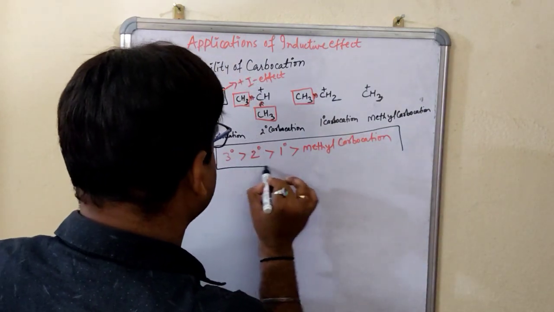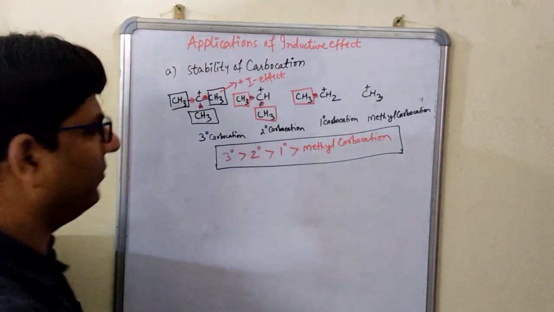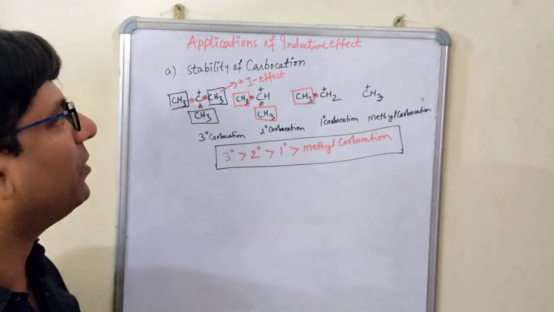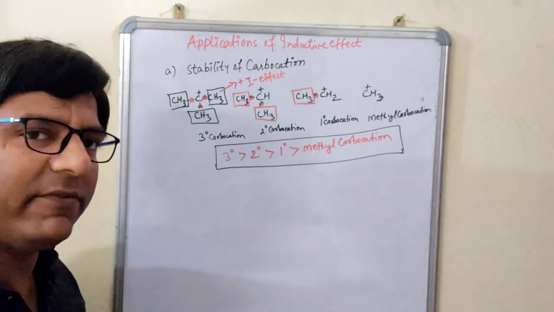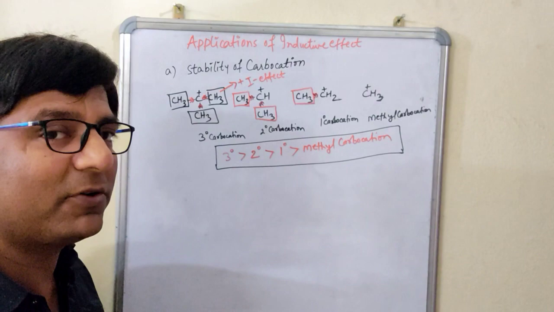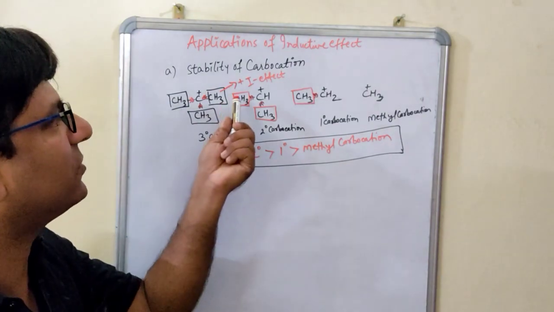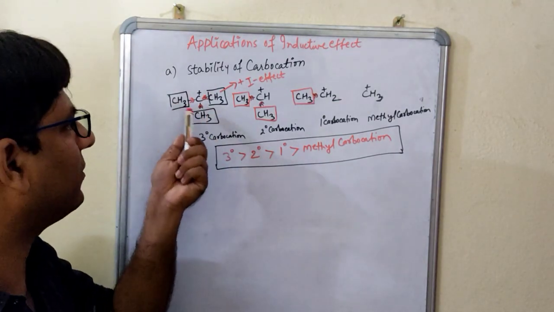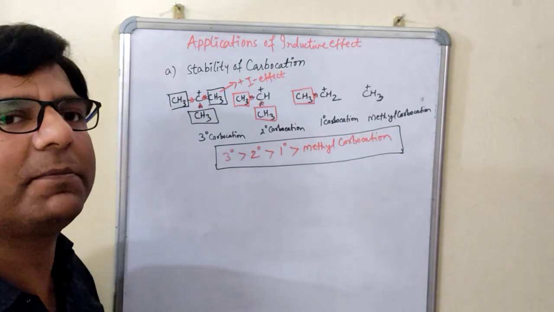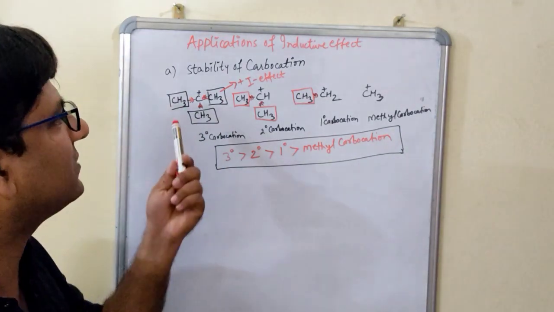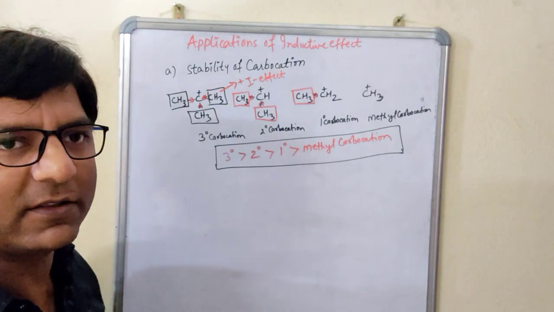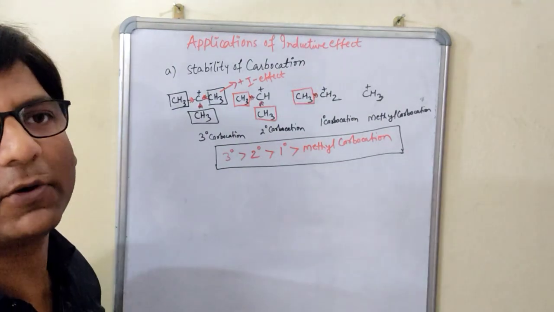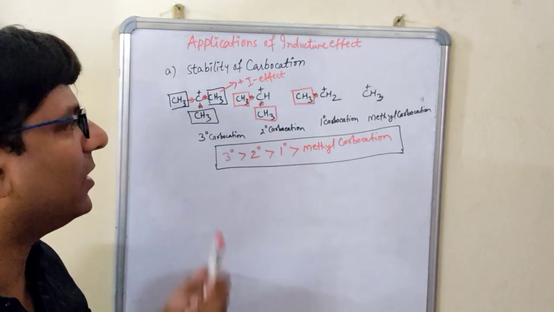Now you have seen in this first application that we have written this stability order with the help of the inductive effect. Already we have studied the plus I and the minus I. We know about the groups that show the plus I effect and that show the minus I effect. So first, we have just recognized the group that is directly bonded to this carbon bearing the positive charge, and based on that, we have written this stability order. So ultimately you have applied the inductive effect in telling the stability of this carbocation. Hope you have understood this.